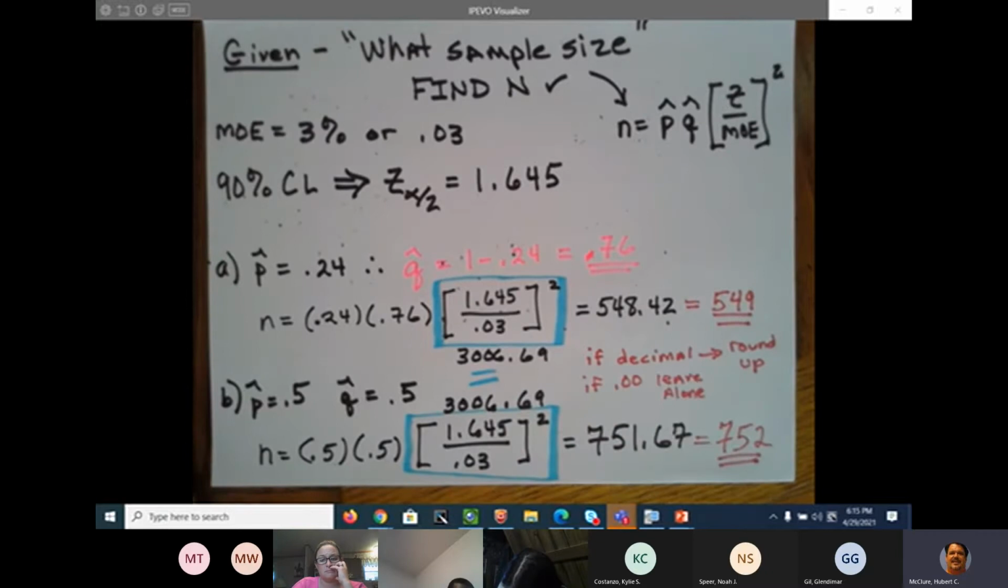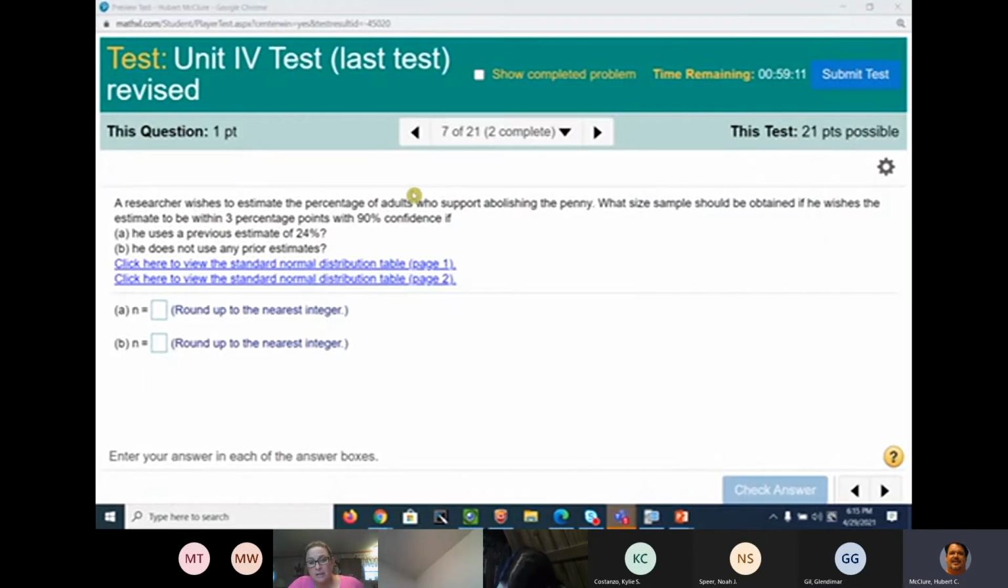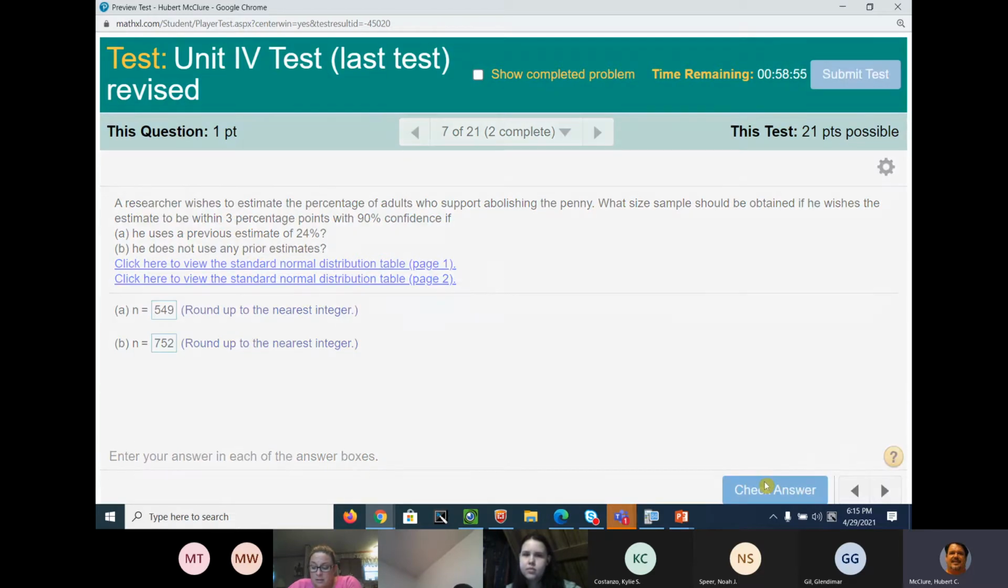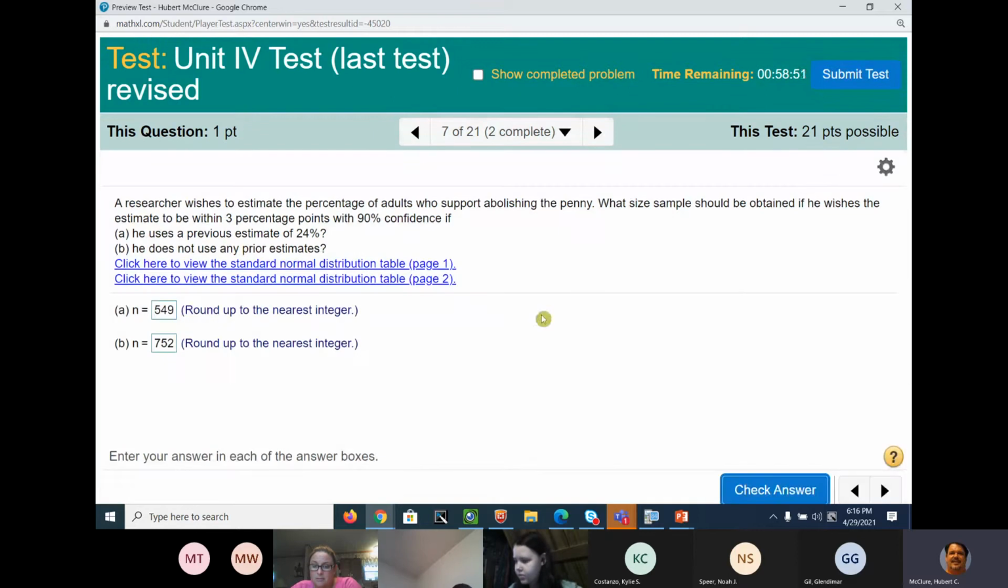Okay, so I'm going to go to the question, and I'm going to type in the question. We're doing the test, so that will help y'all out doing the test. 549 and 752. And that's 100%.